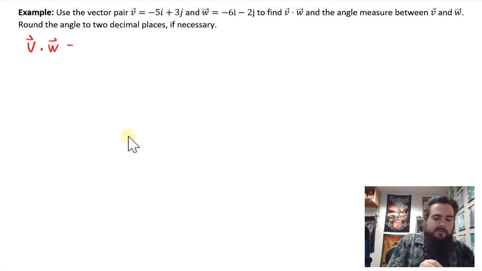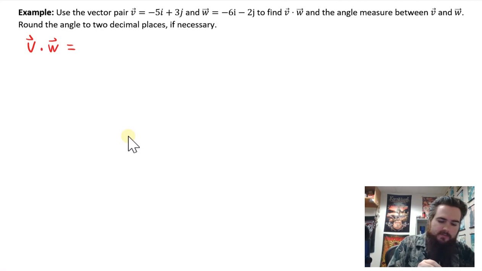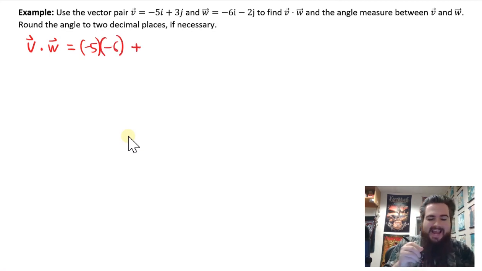The dot product of v and w is what you get when you multiply the associated components. So I'll multiply the first components of v and w. The first component of v is negative 5. And the first component of w is negative 6. I'm going to add that to the second components multiplied, which would be 3 for v and negative 2 for w.